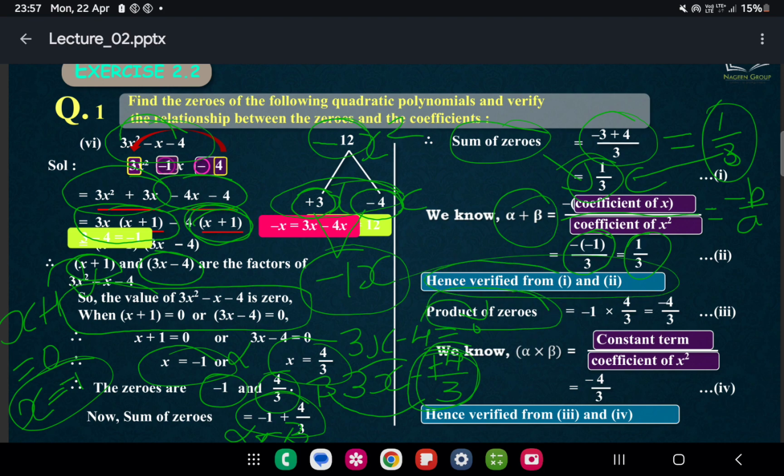Then come to the product of the zeros. Product of the zeros is alpha into beta. So minus 1 into 4 by 3, that we will get as minus 4 by 3. We know that alpha into beta, constant term divided by coefficient of x square, that will be c by a. So c by a is minus 4 divided by 3. Both have been verified, from equation 3 and equation 4 it is verified.